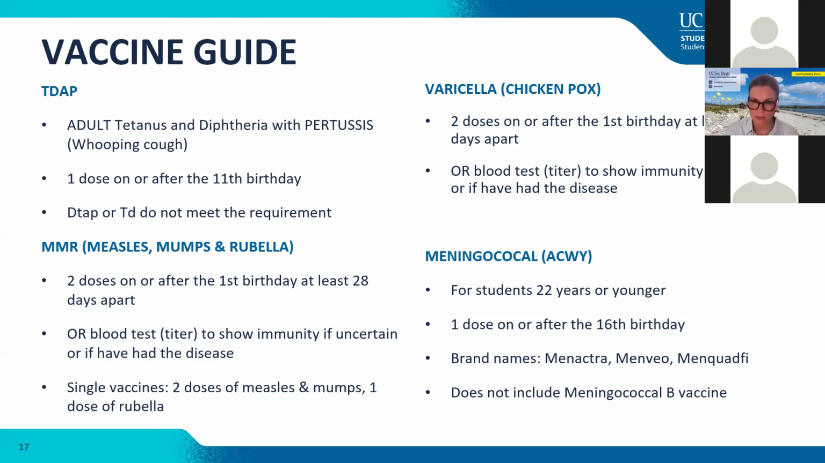If you got single vaccines, you need 2 doses of measles and mumps and 1 of rubella to meet the requirement. And if you can't find records for these 2 vaccines, or you had the disease, say your mum says you actually had chickenpox, then you will need to show us a blood test that you have immunity against these diseases.